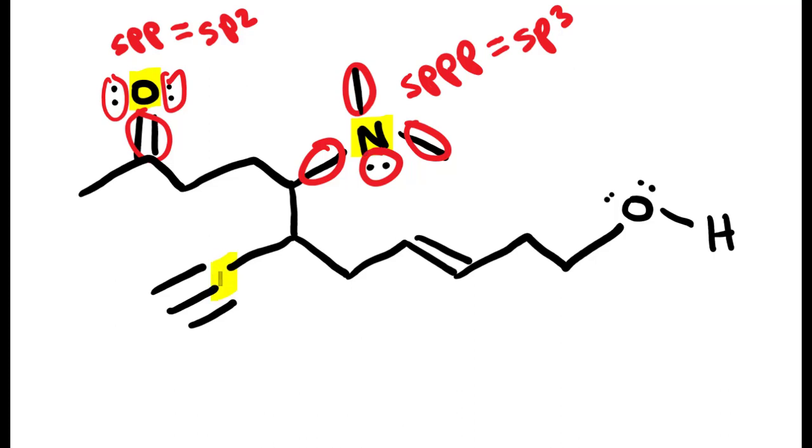What about this carbon atom right here? This carbon atom has a triple bond and a single bond attached to it. So it has 2 groups. So its hybridization would be SP. Here's another example. We've got this carbon.